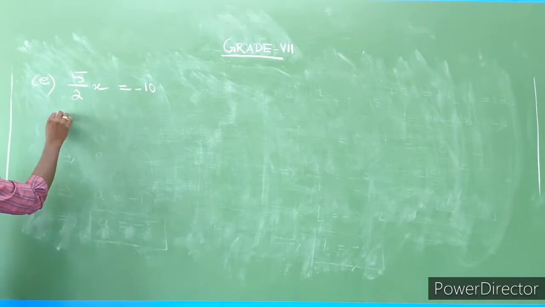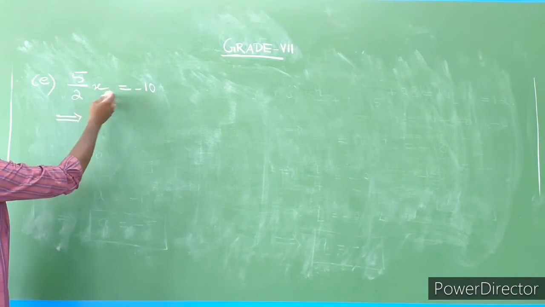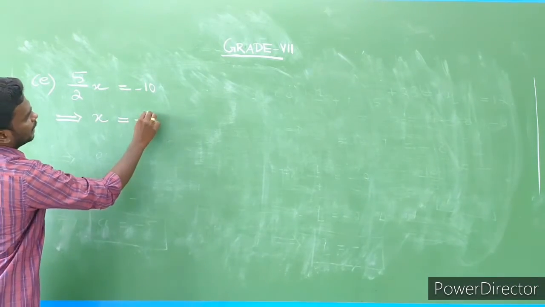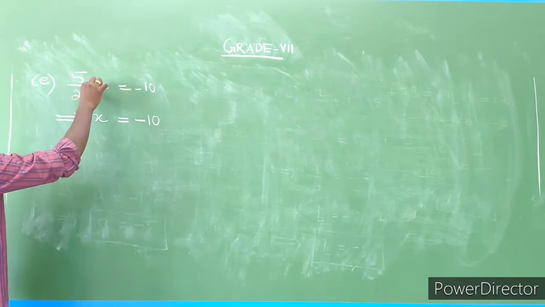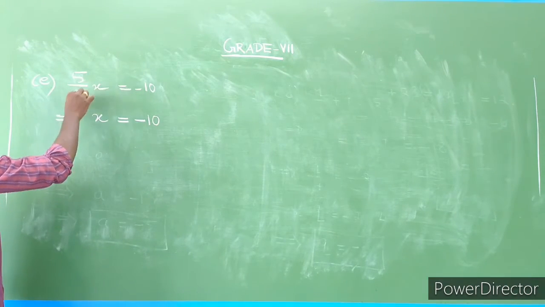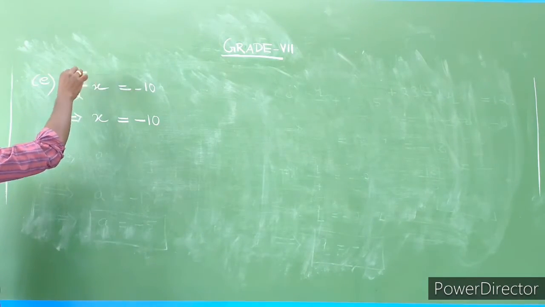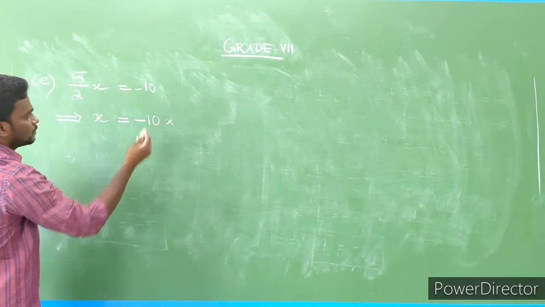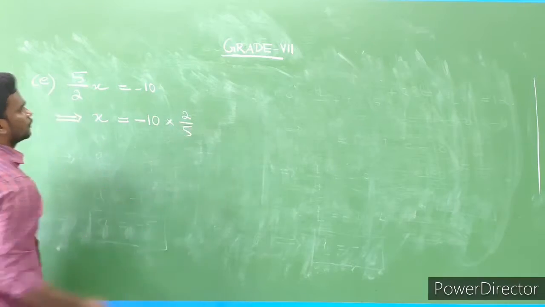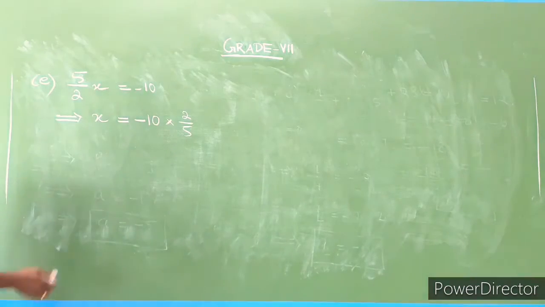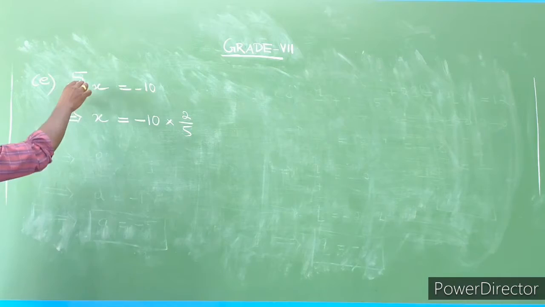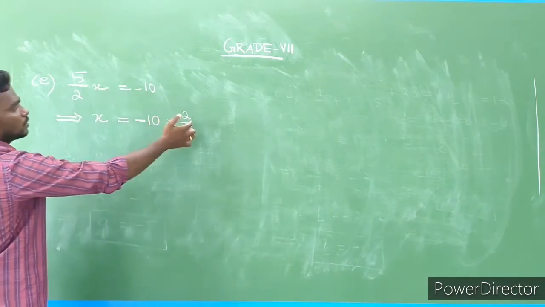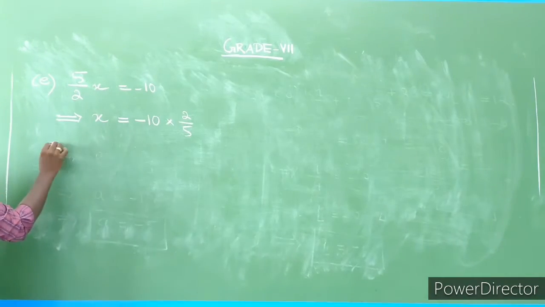How to solve this? 5 by 2x equal to minus 10 means you keep the value x in the left side, which is equal to minus 10, and 5 by 2 is multiplication in the left side. 5 by 2x means 5 by 2 into x. So a fraction 5 by 2 is multiplication in the left side, which means on the right side it becomes the reciprocal value, 2 divided by 5. So keep the value x in the left side and the value minus 10 in the right side. This 5 by 2 is transposing to what? 2 by 5.